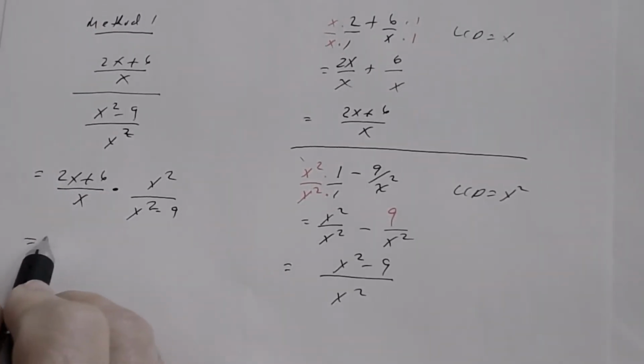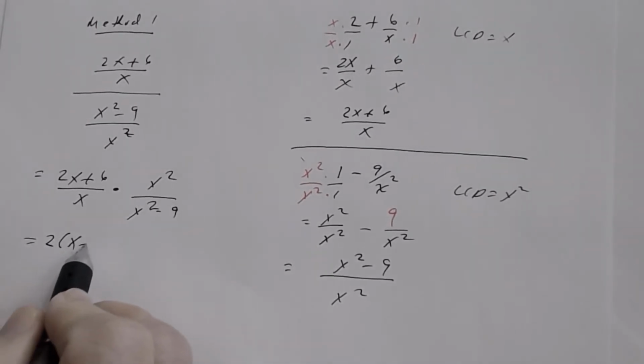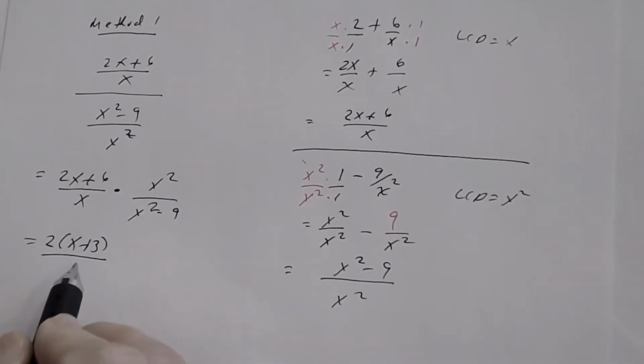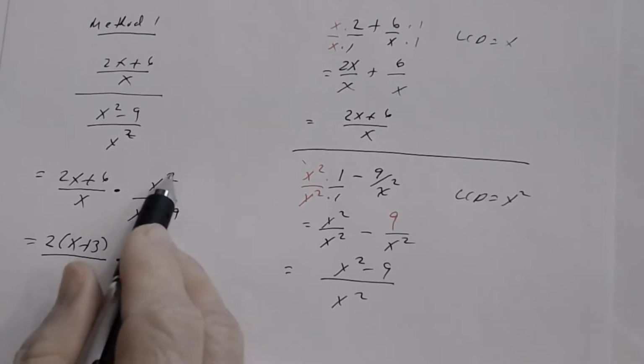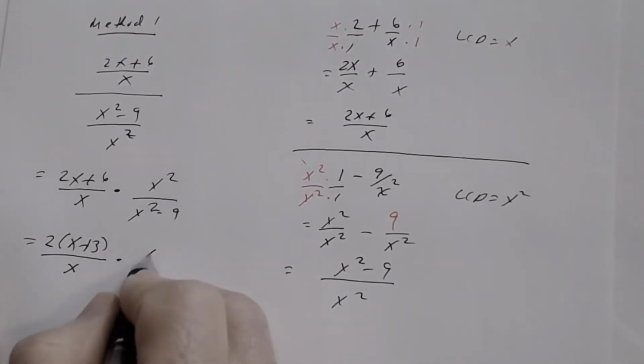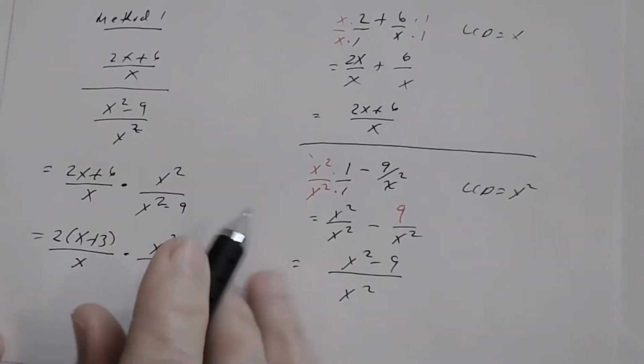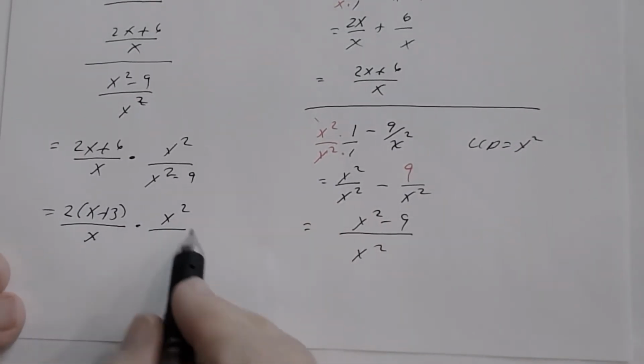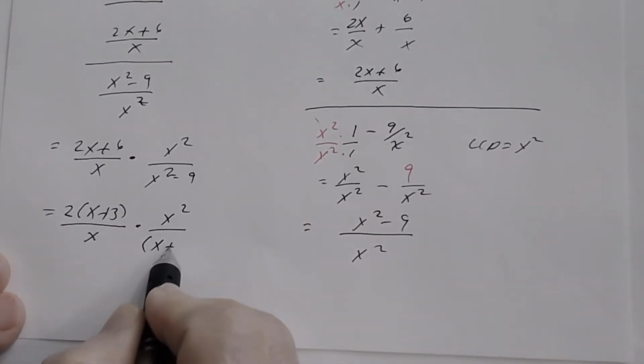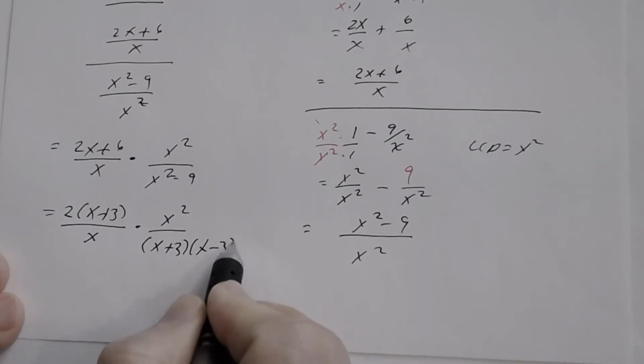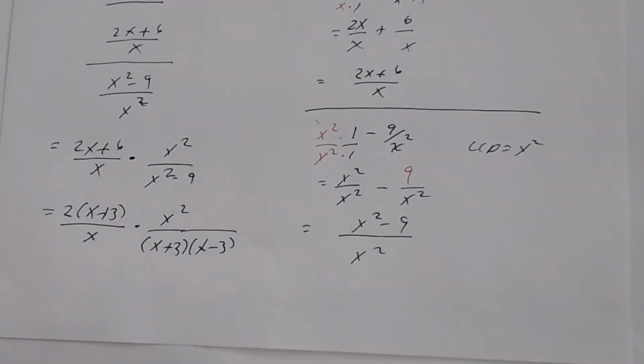when I factor the numerator here, I can factor out a 2 to get 2 times x plus 3. The denominator stays as x. The numerator here is a monomial factor, so that's going to stay as x squared. The denominator is the difference of two squares, so I can factor this as x plus 3 times x minus 3. Okay, and now let's reduce.